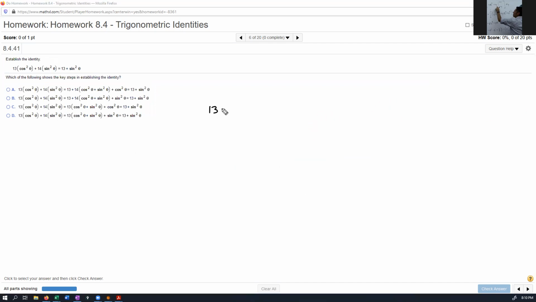So 13 cosine squared theta plus 14 sine squared theta equals 13 plus sine squared theta. Okay, so how can we do this? This is a little tricky. Watch this. 13 cosine squared theta plus 13 sine squared theta plus sine squared theta. So what I'm doing is rewriting 14 sine squared theta as 13 sine squared theta plus sine squared theta.